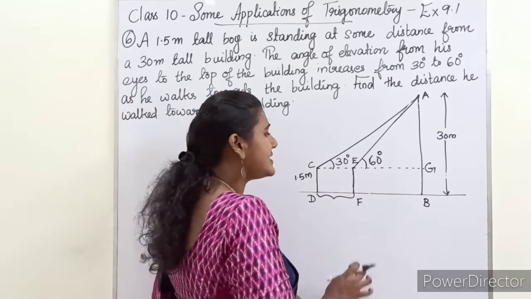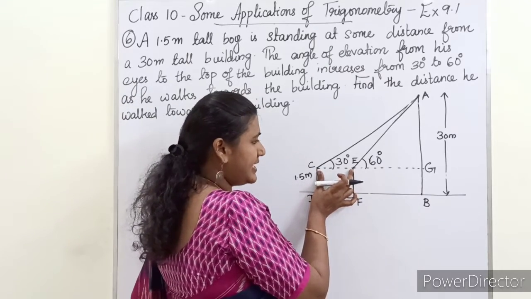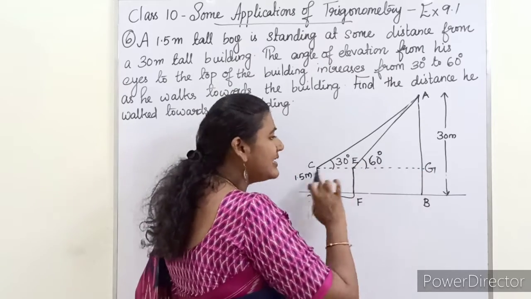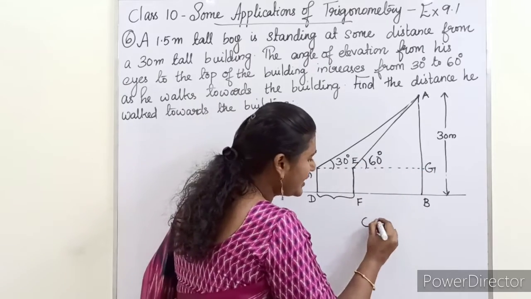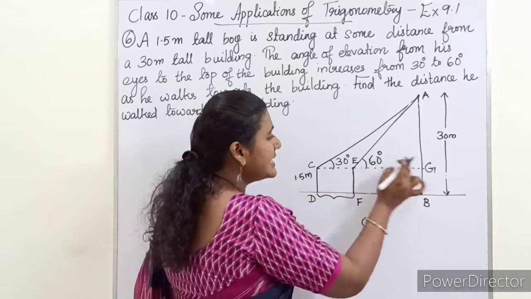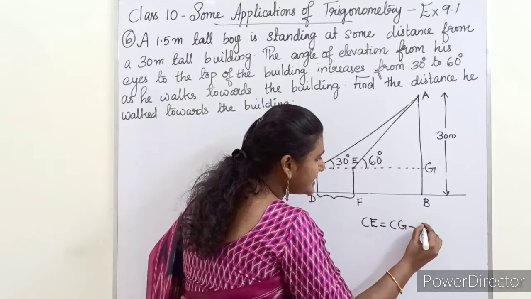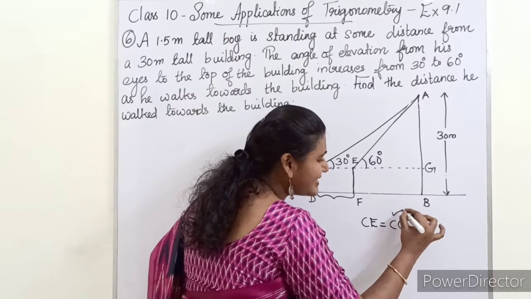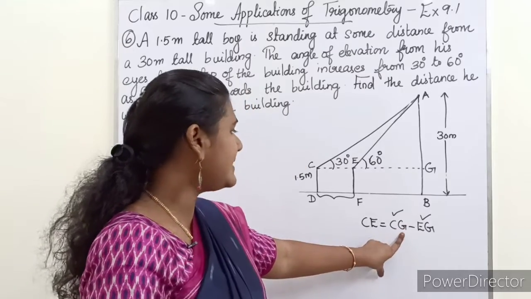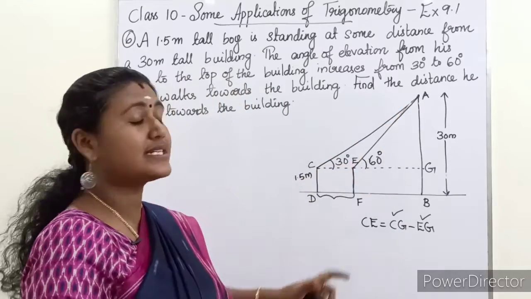So how to find CE? If you want to find CE, you have to find CG and EG, then you have to subtract. You know that CE is equal to, how will you find this distance CE? CG minus EG. So we have to find the CG and the EG. For finding this, first we will consider the triangle.